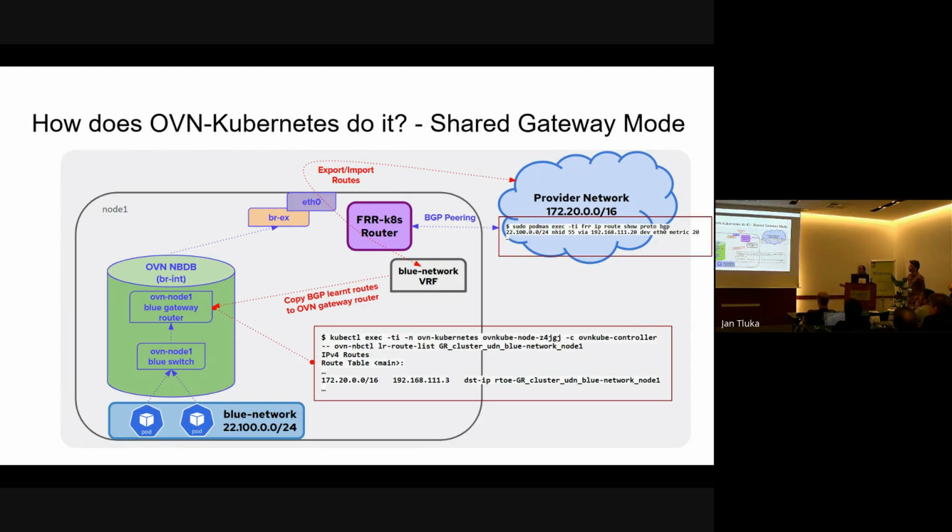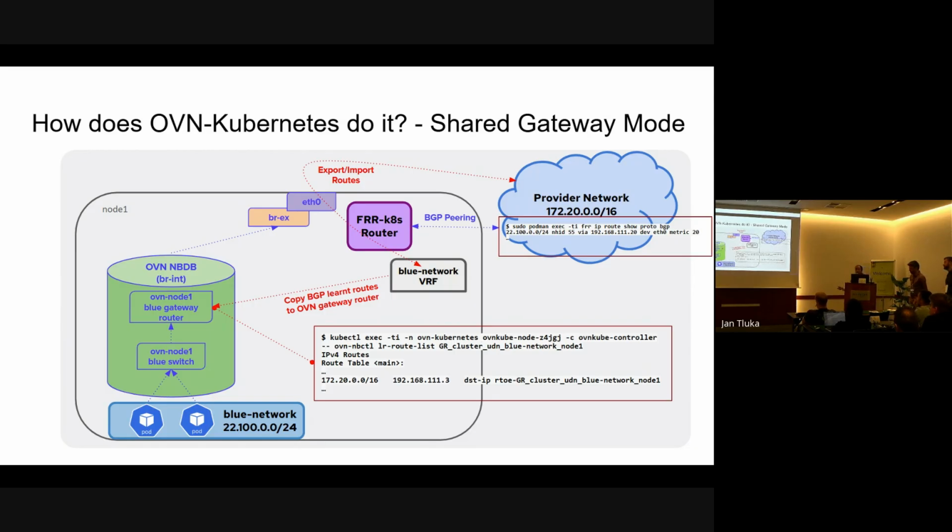And in that case, the OVN Kube controller, this is the most important part, is just copying the routes from your VRF to the gateway router, which is a logical router in your NBDB. And that's how the route looks. So you can see the provider networks route finally appearing in a logical router. And using that, we do the routing.